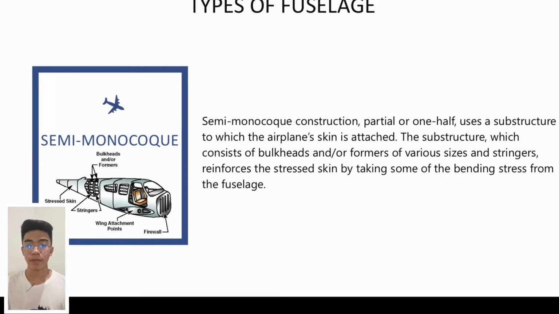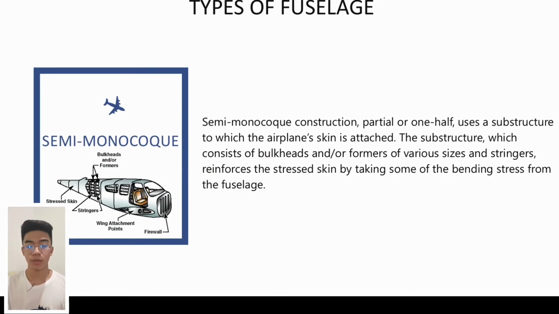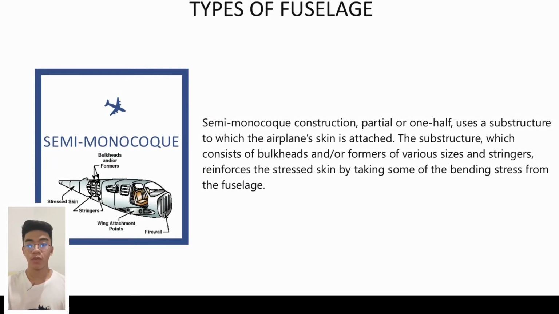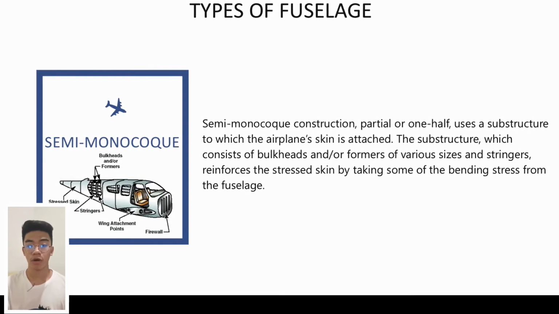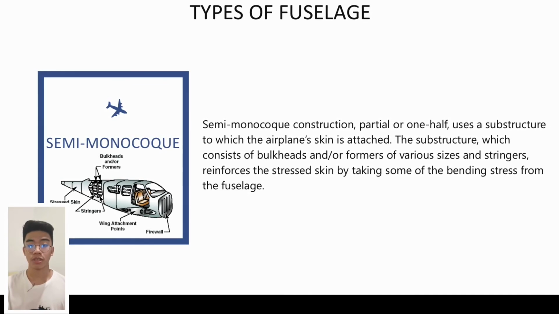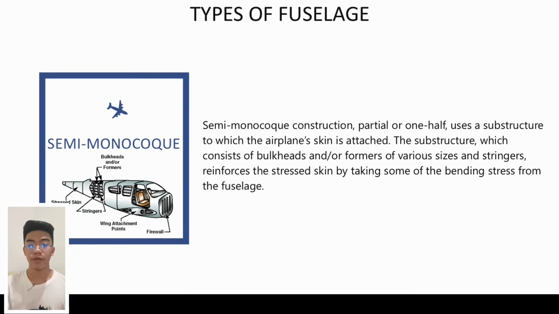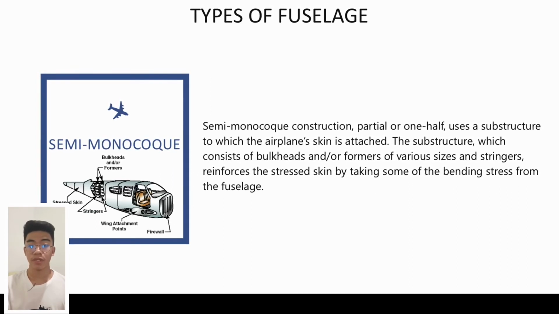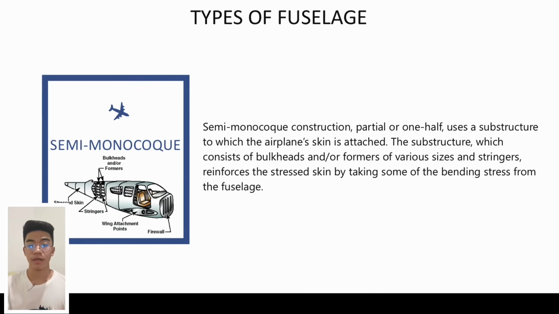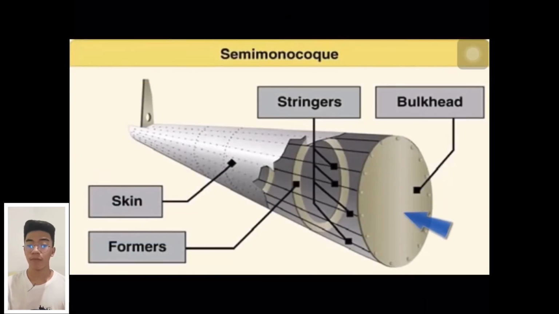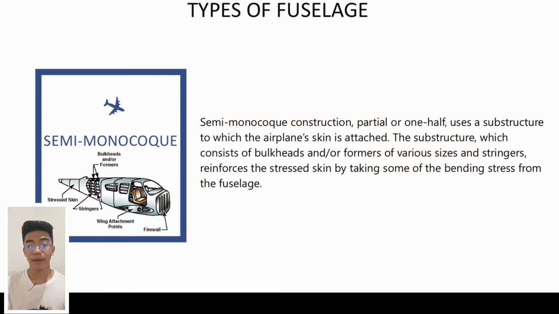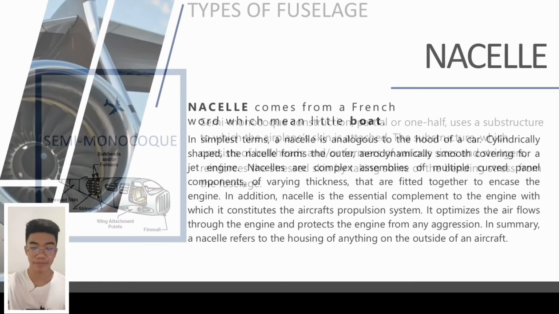Hi, I'm Mcnille Montalla, and for the continuation of the types of fuselage, we have here the semi-monocoque. Semi-monocoque construction, meaning partial or one-half, uses a substructure to which the airplane skin is attached. The substructure, which consists of bulkheads and/or formers of various sizes and stringers, reinforces the stressed skin by taking off some of the bending forces and stress from the fuselage.